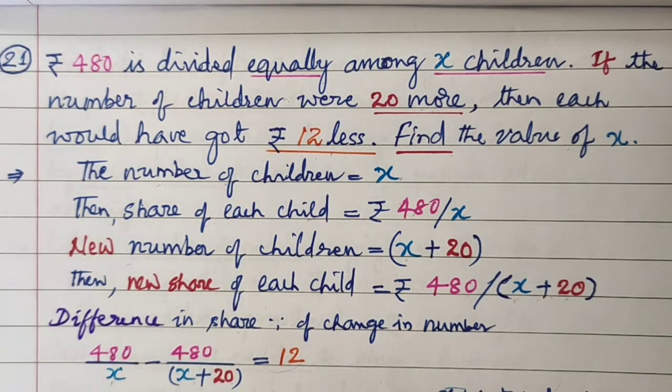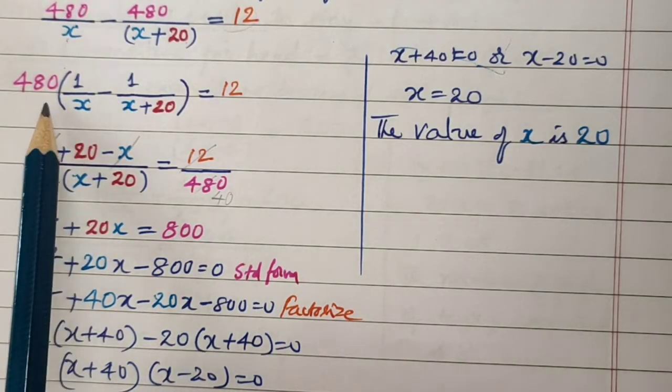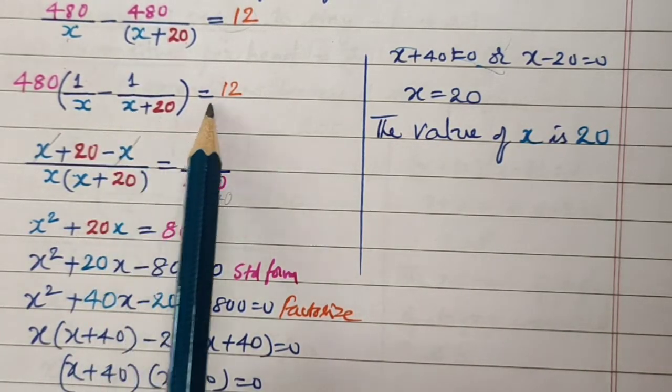So once you get this equation, the rest is going to be very easy. Take out 480 as common, then what is left is 1 divided by x minus 1 divided by x plus 20 is equal to 12.